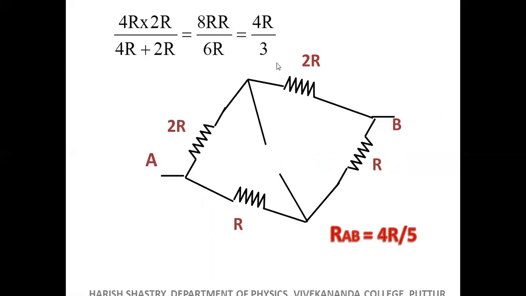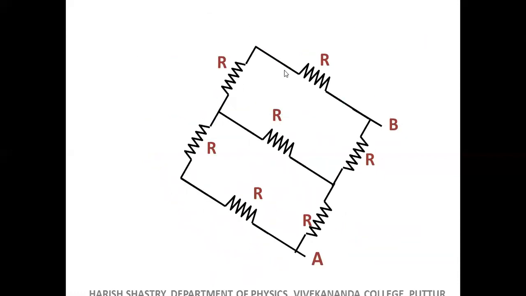Hope I am not wrong. This is 8R squared, this is 6R. 2 4s are 2 3s. Yes, 4R by 3. Oh, here the answer should be 4R by 3. That's one change you have to do. This is not this one. 4R by 5 I have written. That's wrong. Here is the correct answer, 4R by 3.